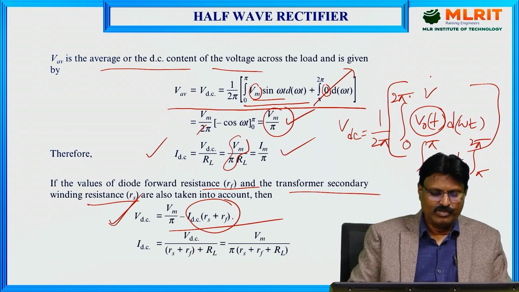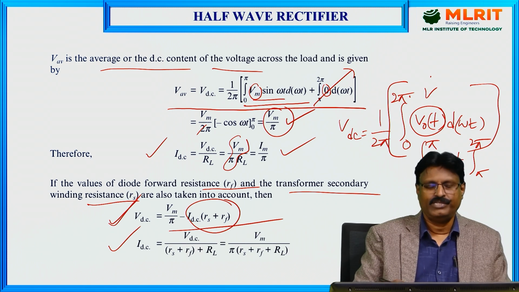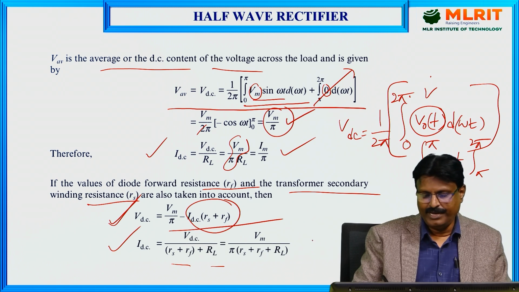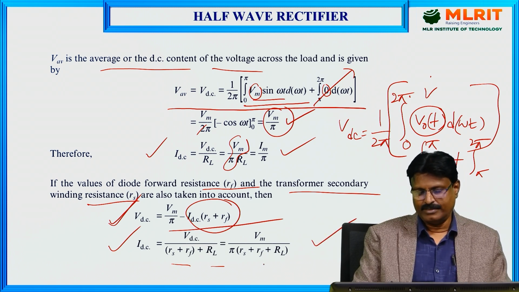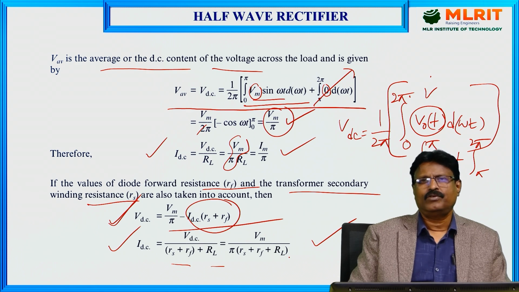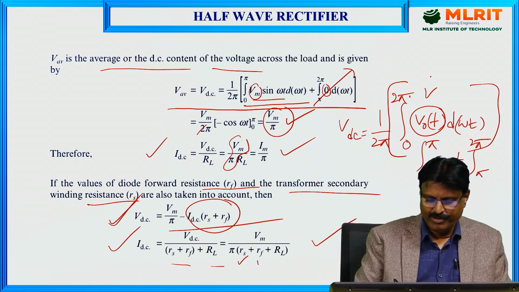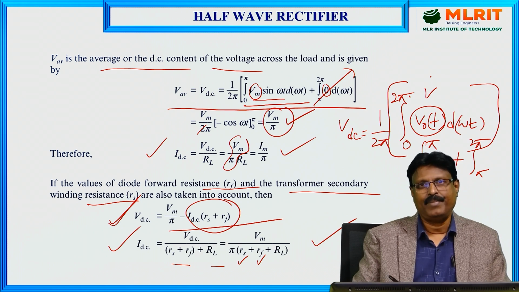In the same manner, IDC can be calculated in terms of voltage. So VDC by (RF plus RL). So we'll be getting Vm by pi into (RS plus RF plus RL). In most cases, you will be ignoring the value of RS and RF. So finally, we can write IDC as Vm by pi into RL.